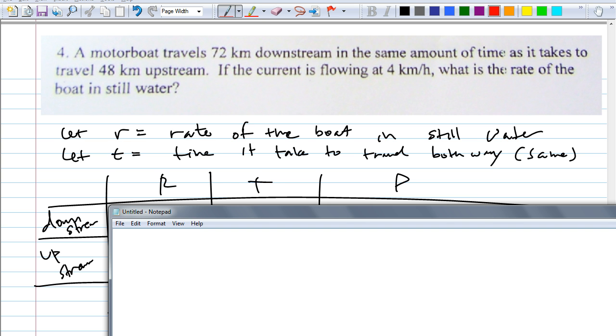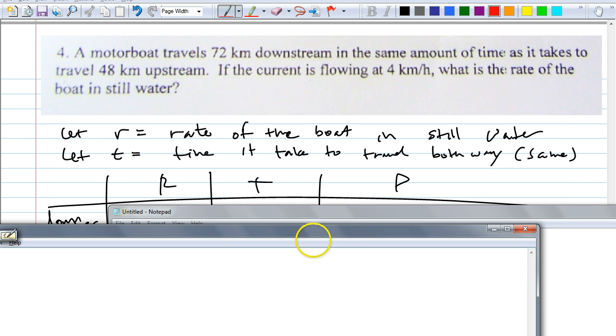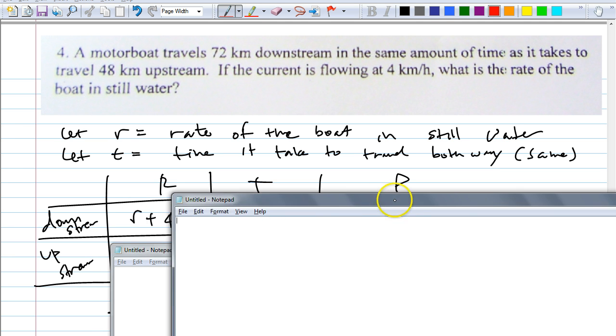48 is the distance. These are not the rate. What's the rate of the boat? Isn't it the rate of the boat plus how fast the current is going? Yeah. So what would be the rate for going downstream? R plus 4 is exactly right. Maybe it was so easy. Don't think too hard here. It's not that hard. Okay, so it is R plus 4.